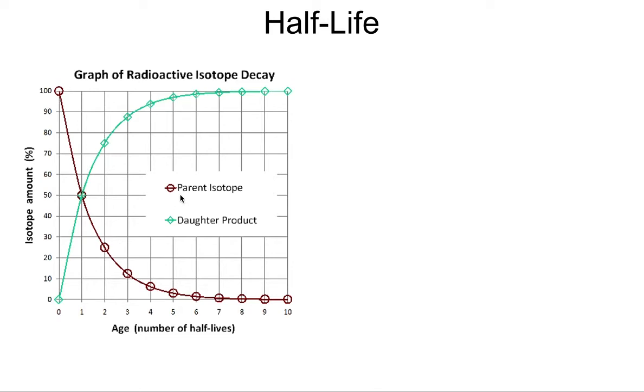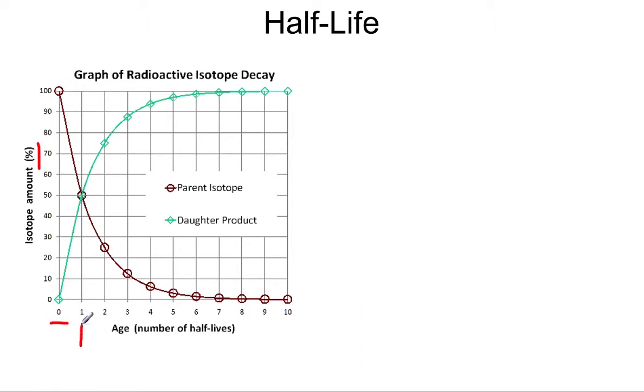The down one shows the parent isotope. So if you notice, it's less and less and less. And if we pay attention to the numbers, the units here are percent. So we've got 100% of our isotope to begin with at time 0. So when time is 0, no half-lives have passed, we've got 100%.